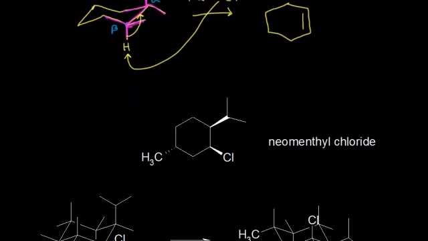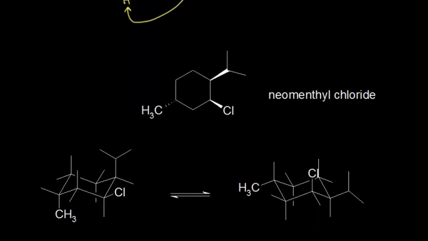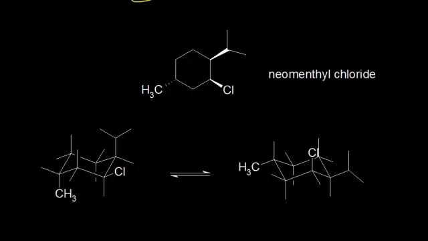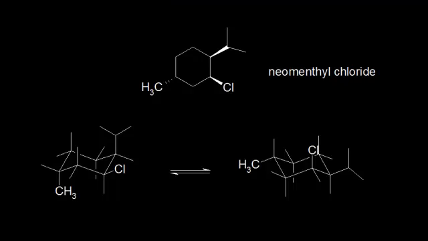Let's do neomenthyl chloride. To save time, I've gone ahead and put in here your two chair conformations for neomenthyl chloride. In an earlier video, I showed you how to actually draw these, so you can check the earlier video for that. For right now, we're most concerned with which one of these two conformations is the most stable. Again, that's also from the earlier video. We saw that you want to put your bulkiest groups equatorial, because that's more stable, there's less steric hindrance.